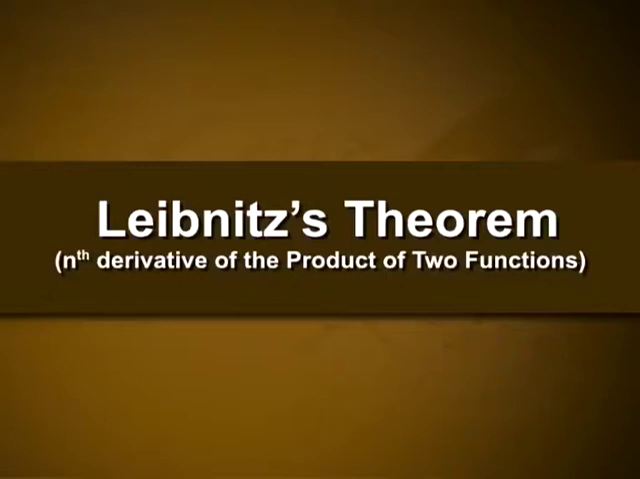Leibniz theorem. Nth derivative of the product of two functions. Statement. If u and v be any two functions of x, then the nth derivative of the product D raised to n of uv is equal to unv plus nC1 un minus 1 v1 plus nC2 un minus 2 v2 plus etc. plus nCr un minus r vr plus etc. plus uvn, where capital D is equal to d by dx and the suffixes denote the order of the derivatives of u and v.